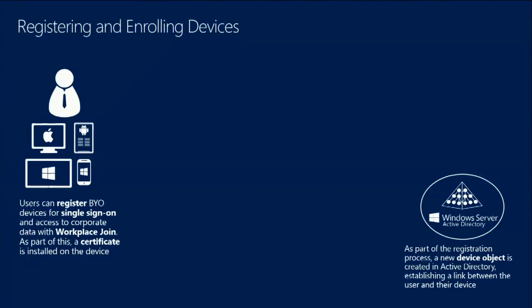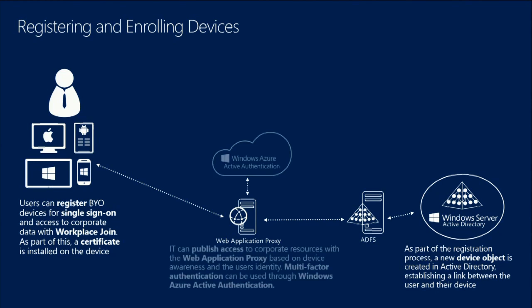We also create a new device object in Active Directory, and I'm going to show you in Windows Server 2012 in just a second where that is. We create a new device object and store it in Active Directory, and that establishes a link between that user and the device that they say that they own, that they wanted to be able to get access to corporate information with. The Web Application Proxy is the edge role in Windows Server 2012 R2 that we use to publish the capability for Workplace Join.